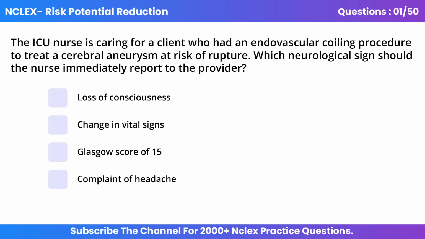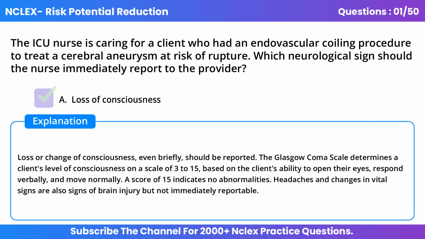Question 1. The ICU nurse is caring for a client who had an endovascular coiling procedure to treat a cerebral aneurysm at risk of rupture. Which neurological sign should the nurse immediately report to the provider? A. Loss of consciousness.